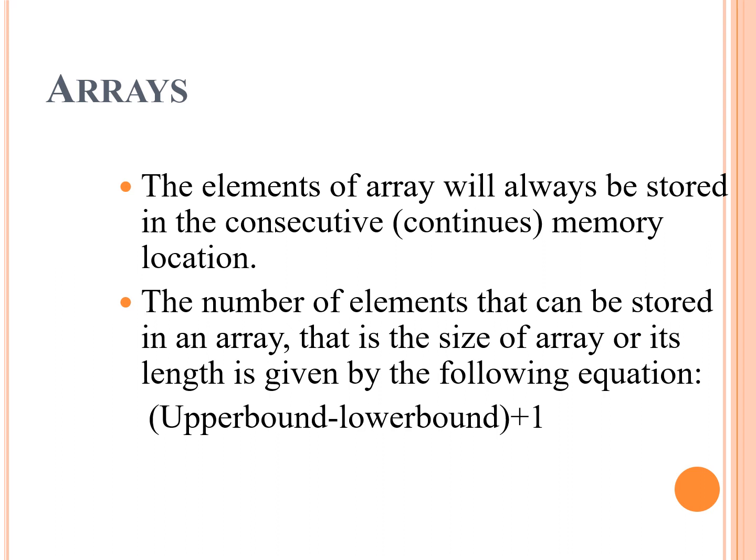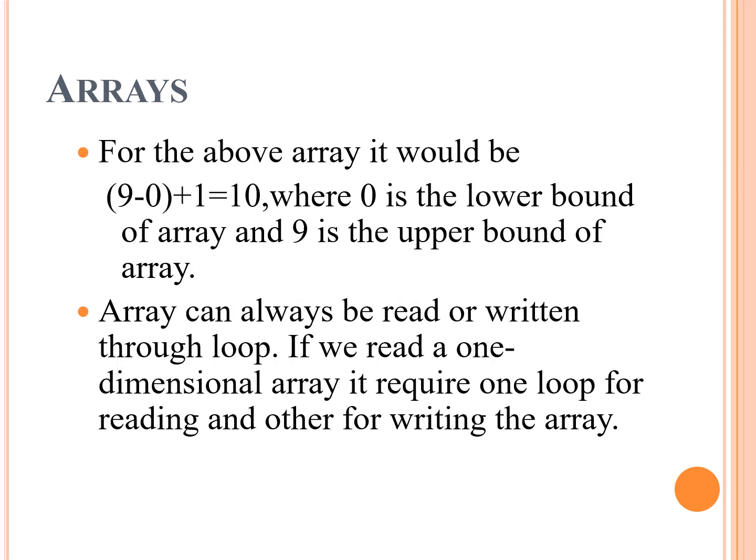The number of elements that can be stored in an array, that is the size of the array or its length, is given by the following equation: upper bound minus lower bound plus 1. With this formula, you can calculate the length of the array. From the above array, it would be 9 minus 0 plus 1, which is equal to 10, where 0 is the lower bound and 9 is the upper bound of the array. Plus 1 is needed to calculate the size of an array.